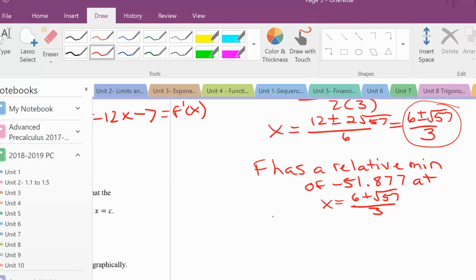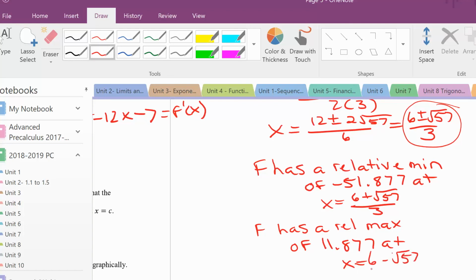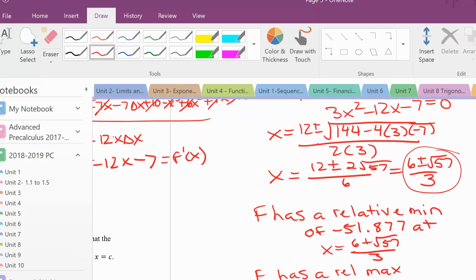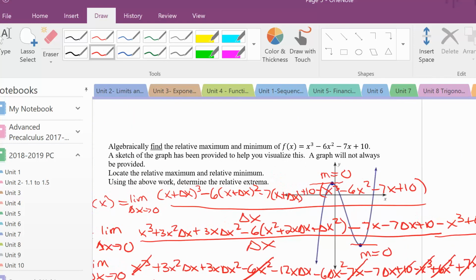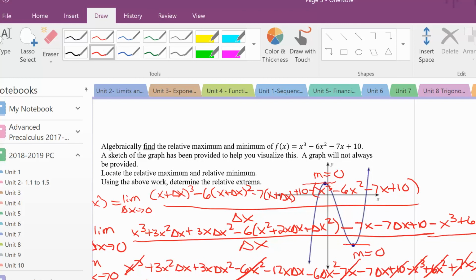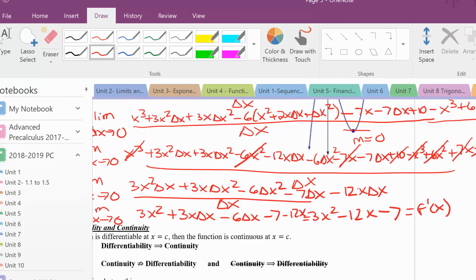And when you put in 6 minus radical 57 over 3, it has a relative maximum of 11.877 at x equals 6 minus radical 57 over 3. If you check the graph, you'll notice that that makes sense, that the smaller x value should have the higher y value and vice versa.